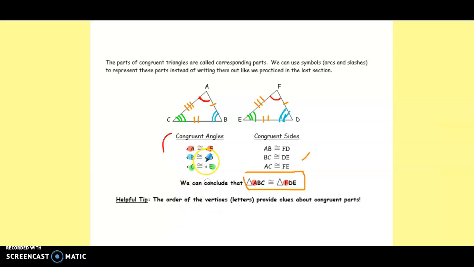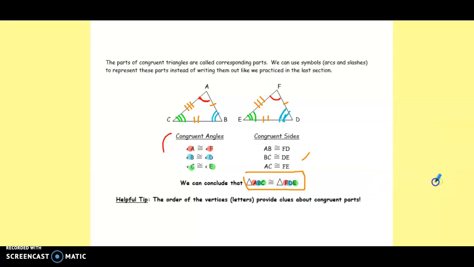Then we said B and D, right? Take a look. B is the second one in line. D is the second one in line. So again, the way that it's written is extremely important. So whether you're reading it like I am right now, or you're writing down the congruency triangle statement, order does matter. So again, C and E match up.